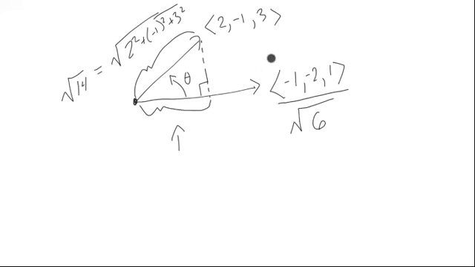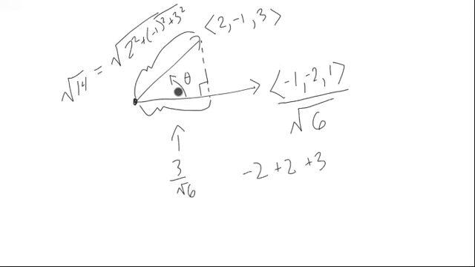So take dot product to -1, that's -2, -1, -2, that's +2. 3 and 1, that's +3. And we add that together and we get 3, and then we divide by square root of 6. So this length is 3 divided by square root of 6.